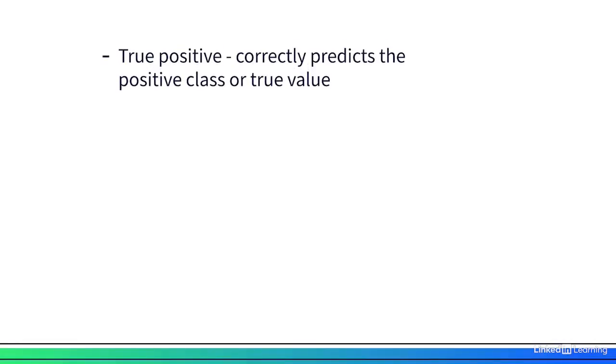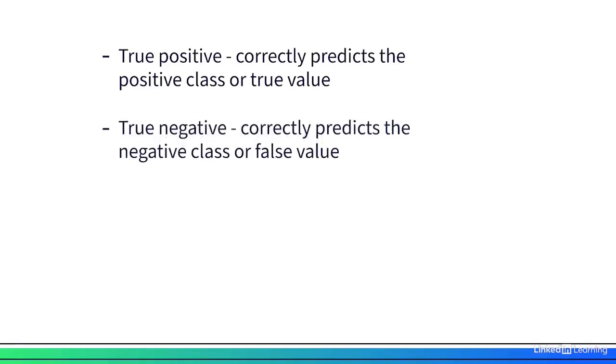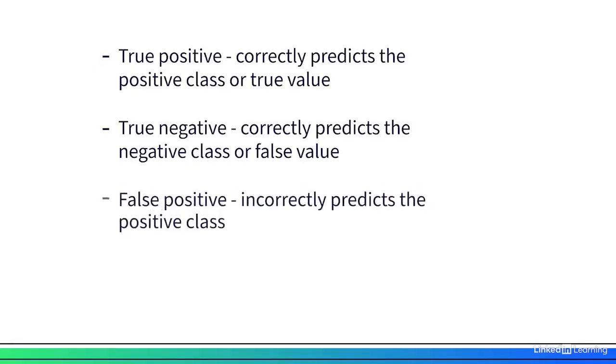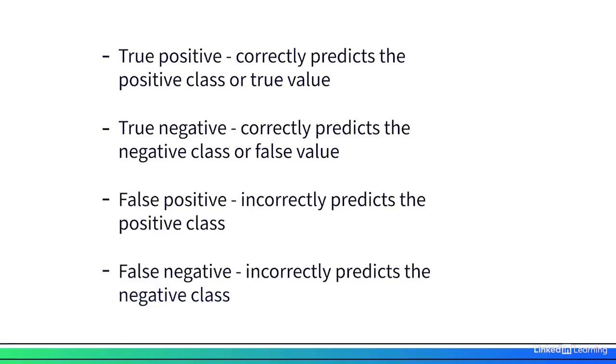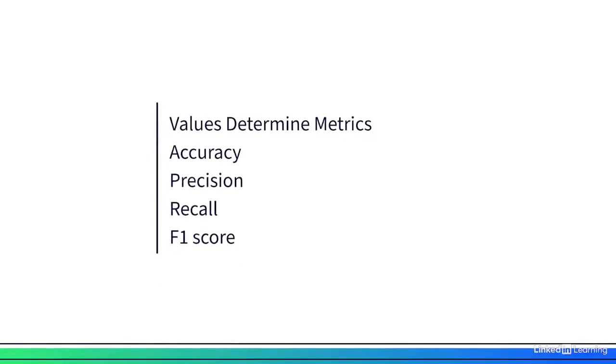If you recall, a true positive is where the model correctly predicts the positive class or true value. Similarly, a true negative is where the model correctly predicts the negative class or the false value. A false positive is where the model incorrectly predicts the positive class, and a false negative is where the model incorrectly predicts the negative class. These values help you determine metrics we've discussed before, like accuracy, precision, recall, and F1 score.